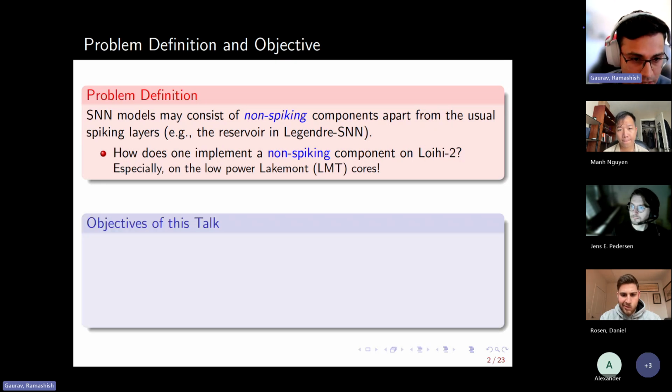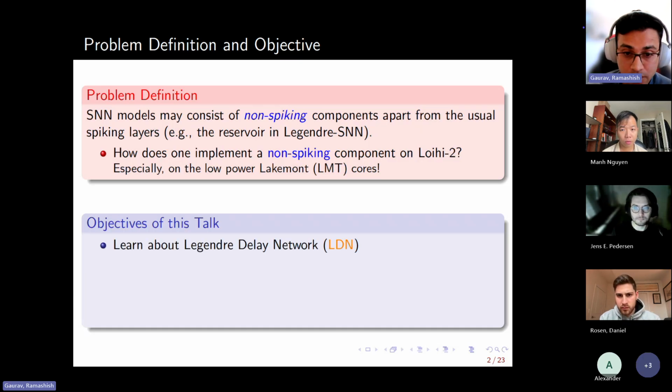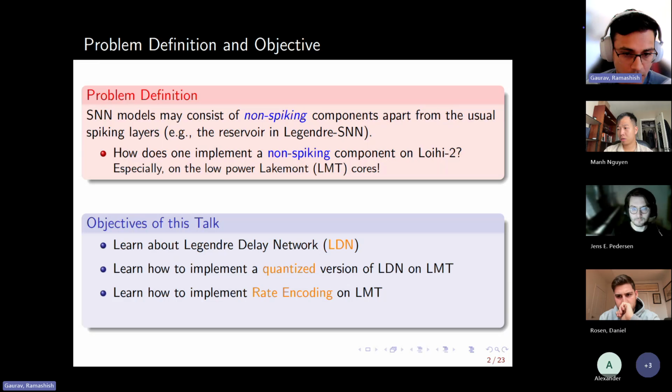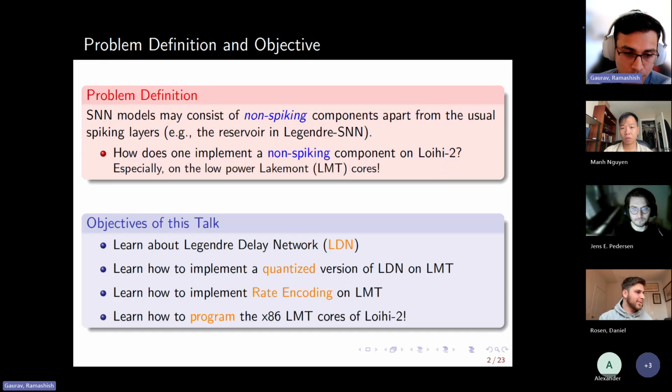The objectives of this talk are that at the end of this, we would learn, first of all, what the Legendre Delay Network is, and how to implement a quantized version of the Legendre Delay Network on the Lakemont cores. Then we will learn how to implement rate encoding on the Lakemont cores. Overall, the goal of the talk is to learn how to program the x86 Lakemont cores of Loihi-2, so that you can use whatever was presented in this talk in your own work to implement your non-spiking operations on low power Lakemont cores instead of on the CPU.